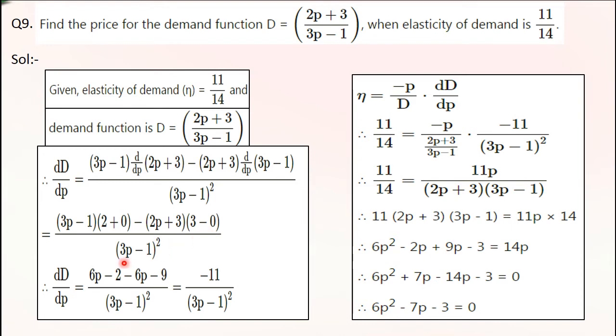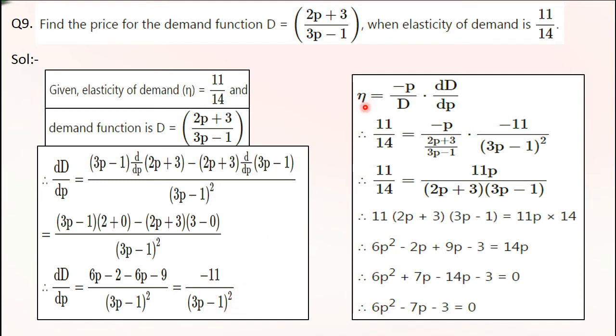Now, we will open these brackets and expand, then 6P minus 2 minus 6P minus 9 we will get, and that is 6P minus 6P got cancelled, minus 2 minus 9 is minus 11, divided by (3P minus 1) the whole square.